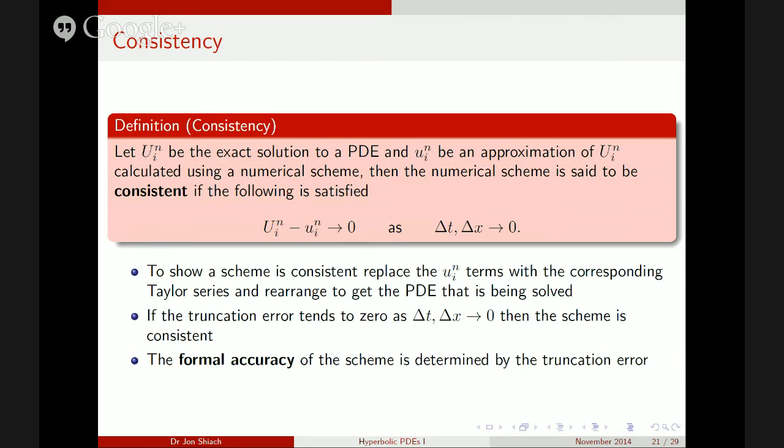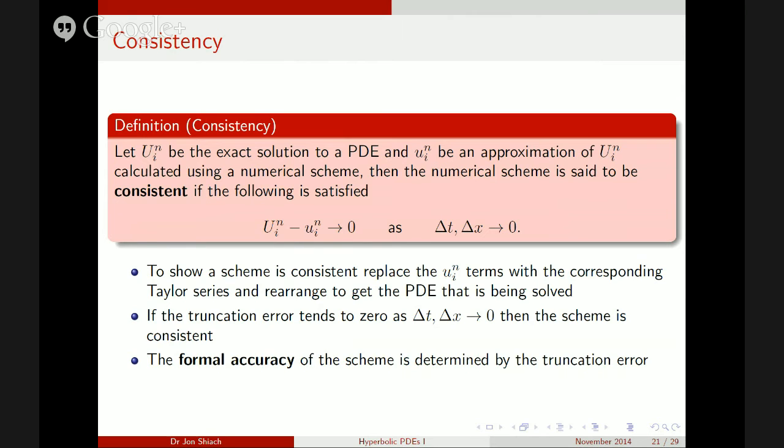If those other terms show that the truncation error tends to zero as our steps tend to zero, then you say, okay, I've got a consistent scheme. So what you're looking for is you get your scheme, replace it with Taylor series, rearrange it. What you're hoping to get is your PDE plus some error terms. If you get any other terms, your scheme isn't consistent. And furthermore, we can say the formal accuracy of the scheme is determined by the truncation error.